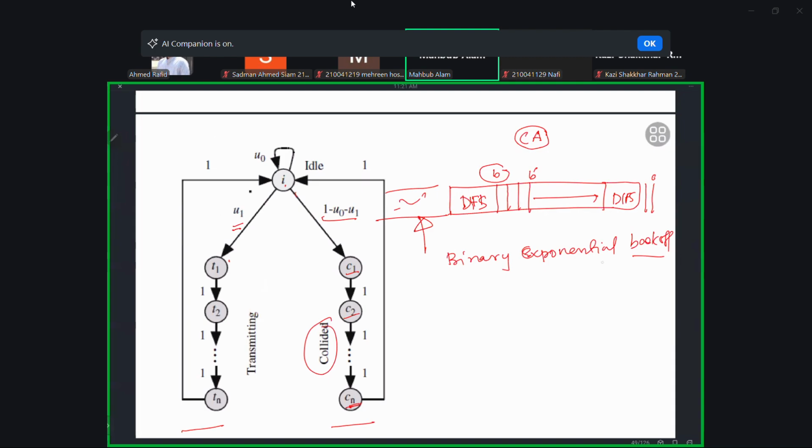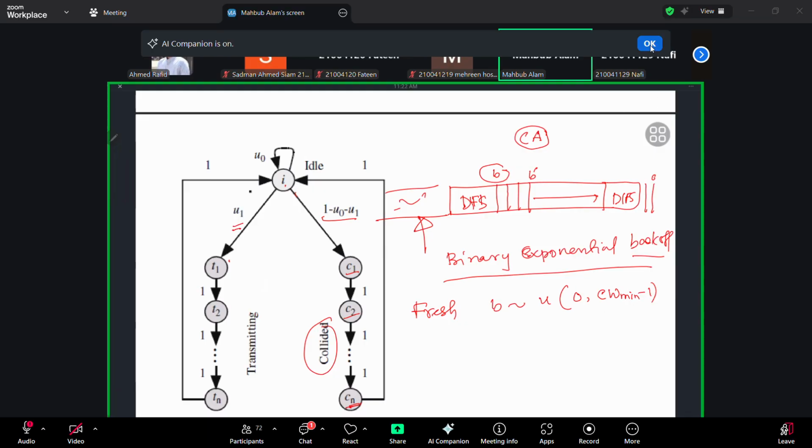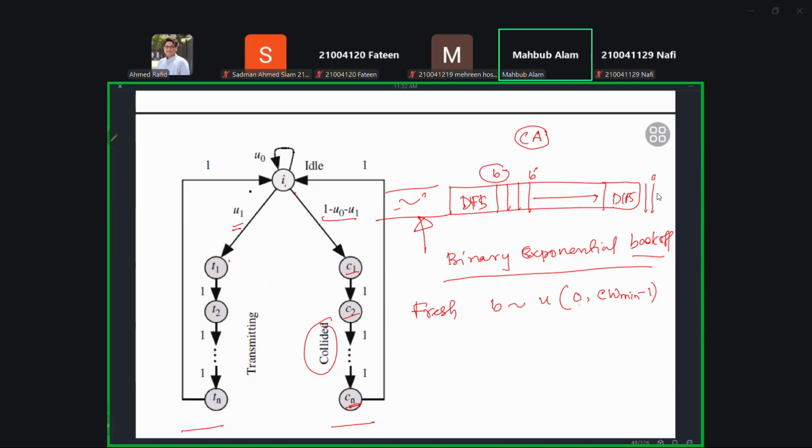In binary exponential backoff, when a station transmits or attempts to transmit a fresh frame, it sets the backoff counter value B uniformly between 0 and CWmin minus 1, to be more explicit. Previously, I just mentioned CWmin. Actually, it is CWmin minus 1 because if the CWmin is 32, then a random number is chosen between 0 and 31.